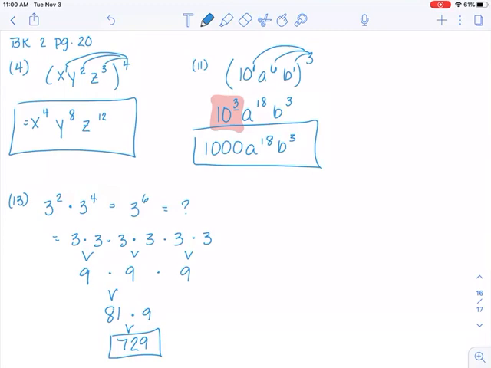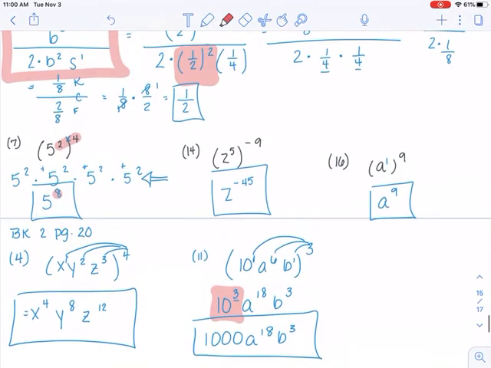Don't forget, when you multiply two numbers with the same base but different exponents, we add them. Just like we did here, we added our 2 and our 4. If we're dividing, we subtract them. And if we have a power raised to another power, we multiply the exponents.